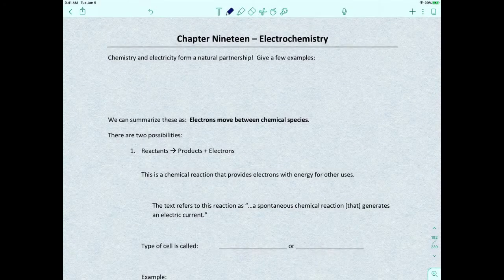It turns out that chemistry and electricity actually form a pretty natural partnership. So we tend to see chemistry and electricity overlap, especially in redox reactions, because we have to transfer electrons from one species to another. We also see electricity and chemistry coming together, especially when we form a battery.